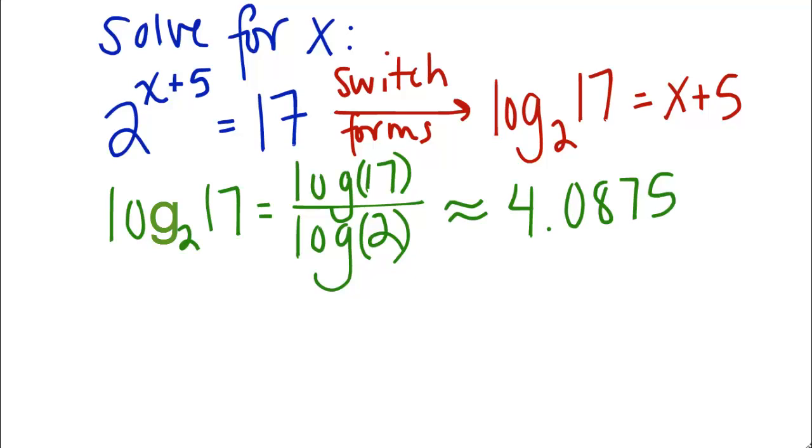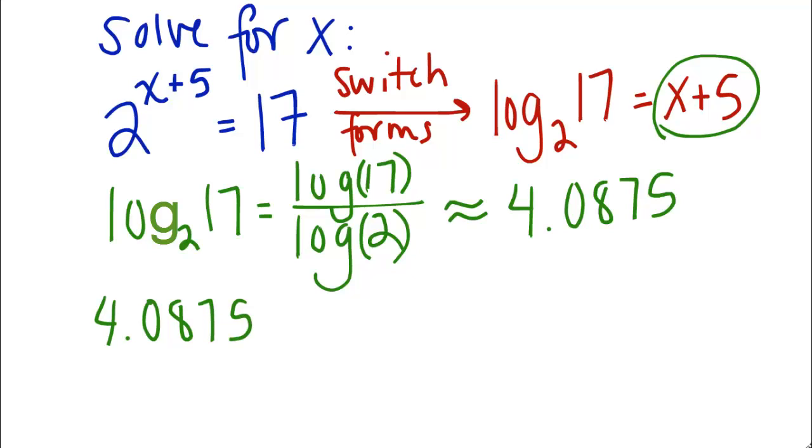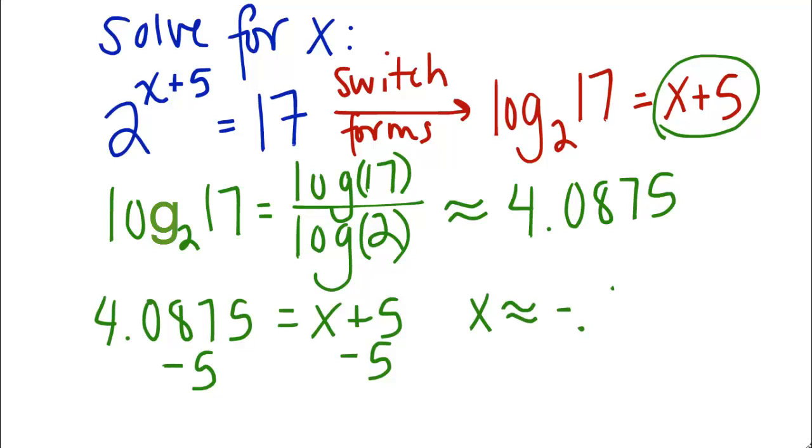Remember that that was equal to x plus 5. So we have about 4.0875 is equal to x plus 5. And now our last step to get x by itself is to just subtract 5 from each side. So luckily I didn't delete that crazy decimal in my calculator. I'm just going to do answer minus 5, so that way I'm not rounding until the very end of my problem. x is about negative 0.9125. I'm going to stick with 4 places after the decimal because why not?